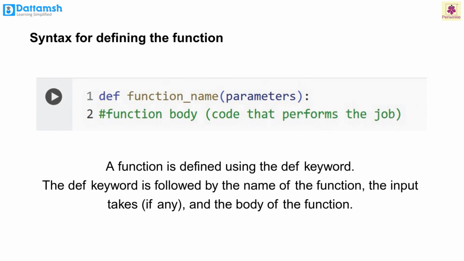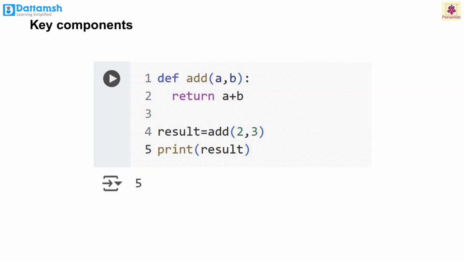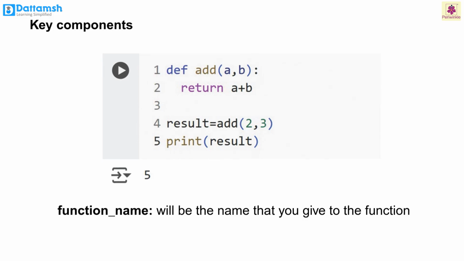Syntax for defining the function. A function is defined using the def keyword. The def keyword is followed by the name of the function, the input it takes if any, and the body of the function. We shall understand the key components with an example code that adds two numbers using a function and returns the sum. Function name will be the name that you give to a function.